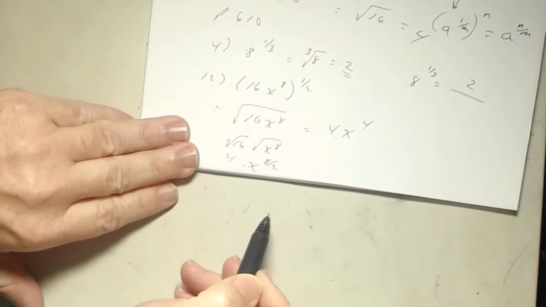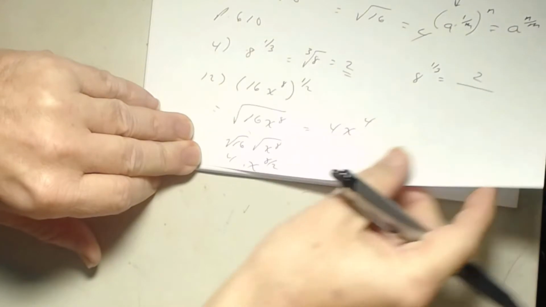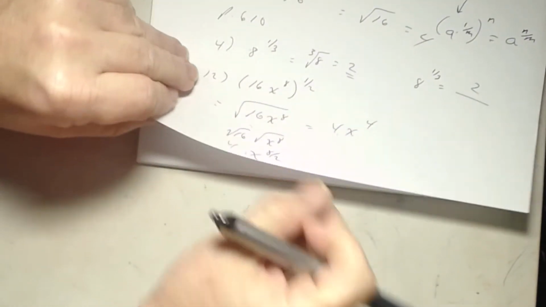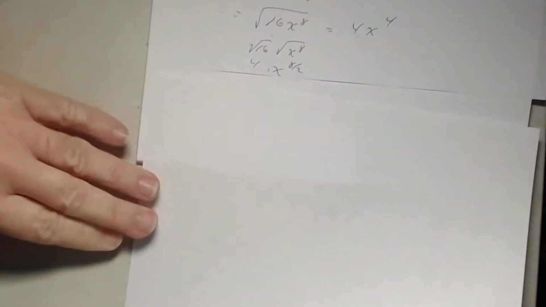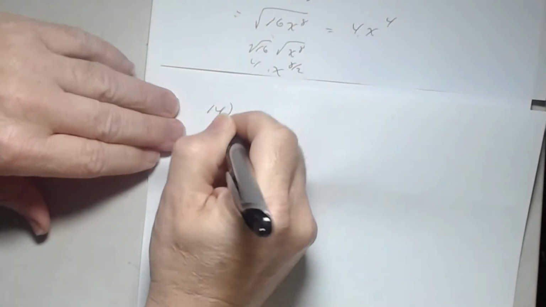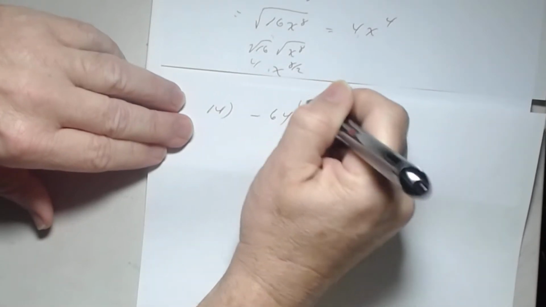All right, so that's 12. All right, then let's look at 14. You have negative 64 to the 1/2. Square root of negative 64.